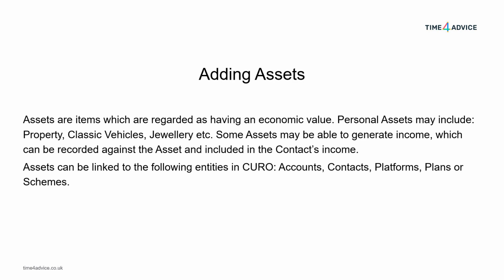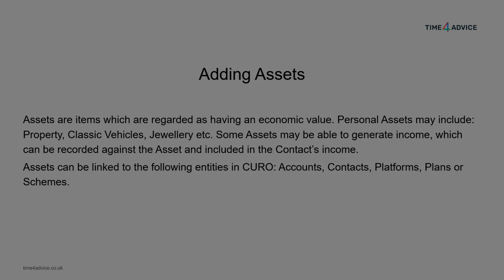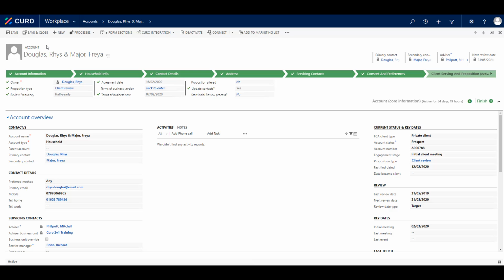Assets are items which are regarded as having an economic value. Personal assets may include property, classic vehicles, jewellery, etc. Some assets may be able to generate income, which can be recorded against the asset and included in the contact's income. Assets can be linked to the following entities within Curo: accounts, contacts, platforms, plans, or schemes. In this video, we will add an asset to a household account.